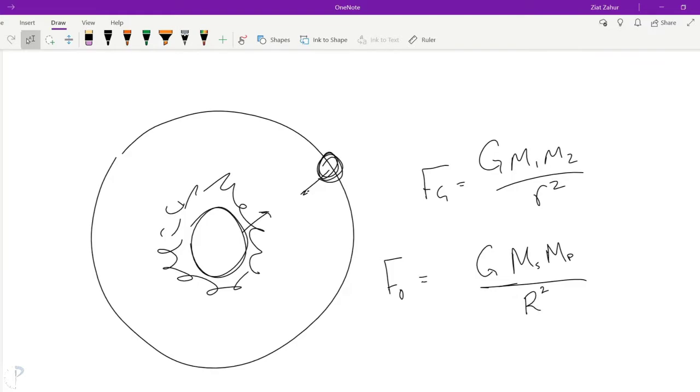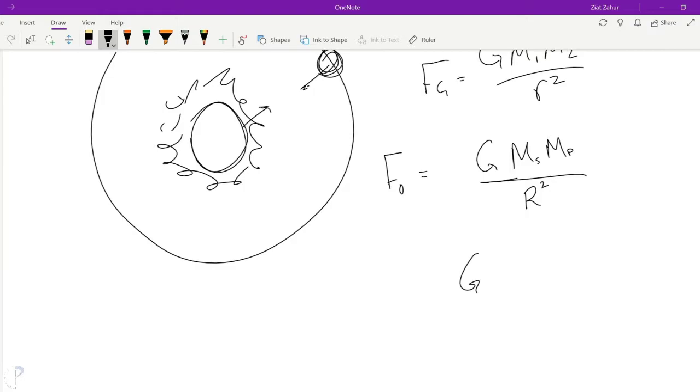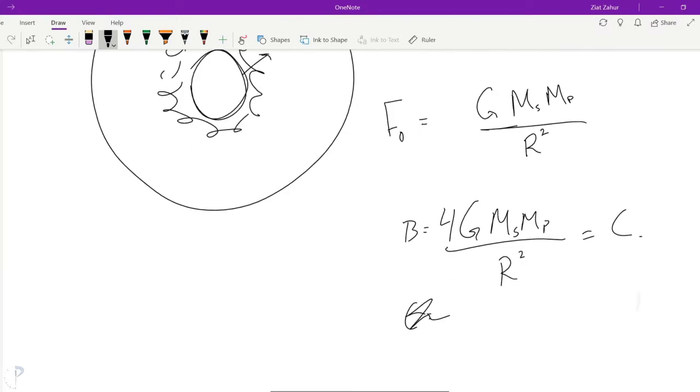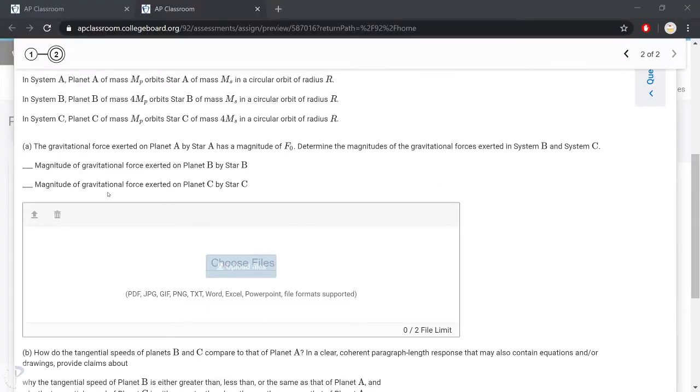Determine the magnitude of the gravitational force exerted in System B and C. Well, let's just plug and chug. For B, G, the mass of the star is still ms, and that's 4 mp, same radius. Is C the same? C is the same. Okay.